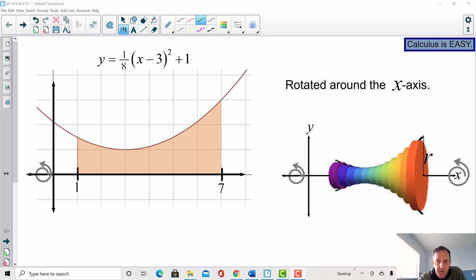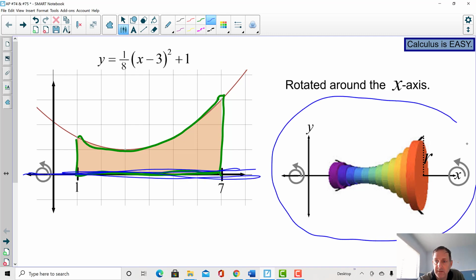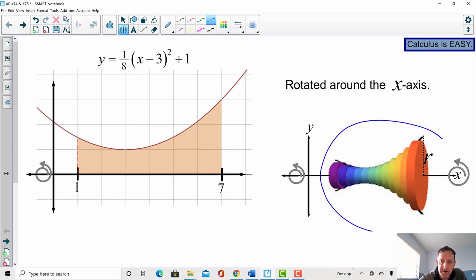Okay, today we're going to do volumes of rotation. And for our first example, we have the shaded region right here. And if we rotate it around the x-axis, we are going to get some type of shape like this. Now you can see this shape over here. It looks like it's made out of a bunch of discs. So let me explain that a little bit.